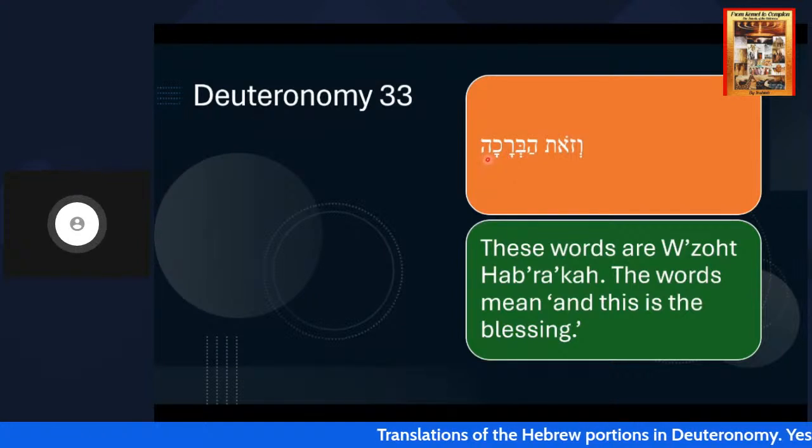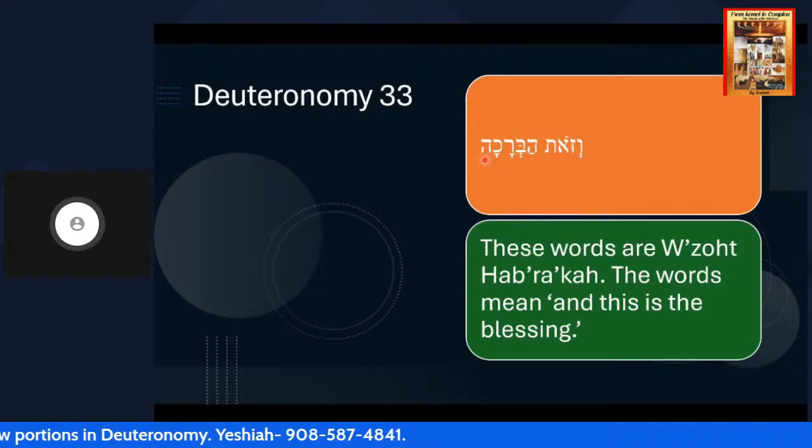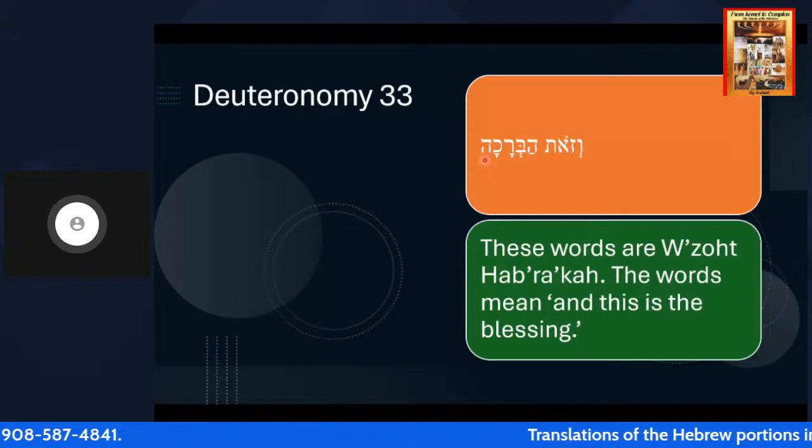followed by the hey, which, in not all cases but in many words, you will find to be indicative of the feminine form. Not in all cases with words in Hebrew when you see that, but in many. Okay, just want to point that out.